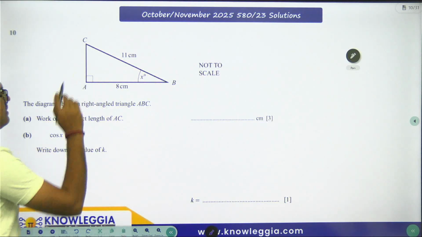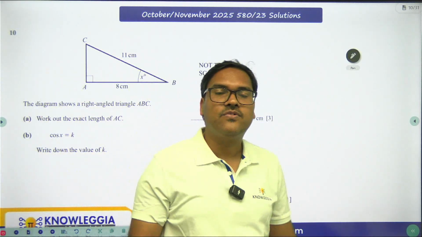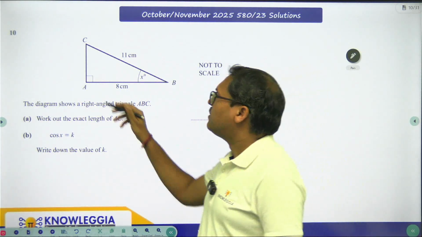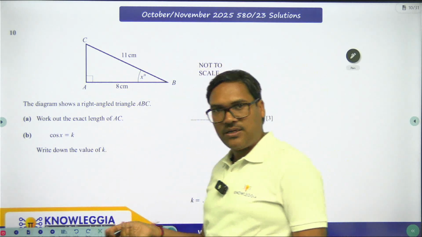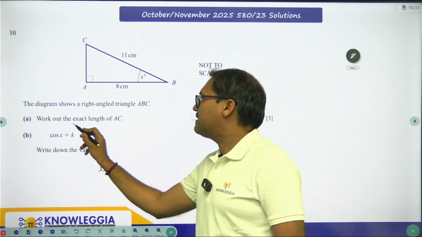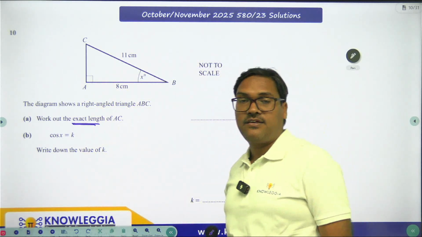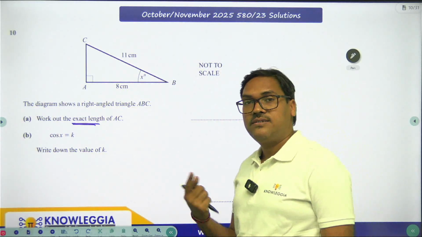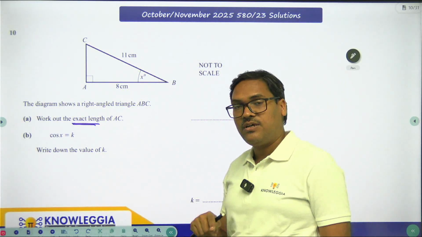What is the length of AC? That is the first question. If you have to find the length of AC, how can you find it? This is the right angle triangle, so you can apply Pythagoras. Now, what do you mean by exact length? When we use the word exact length, that means if the answer is in surds, then you have to leave the answer in surds only.